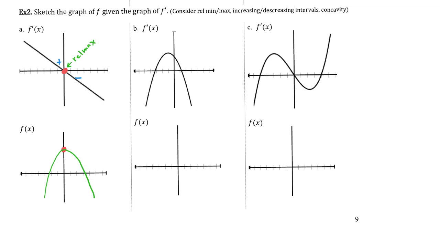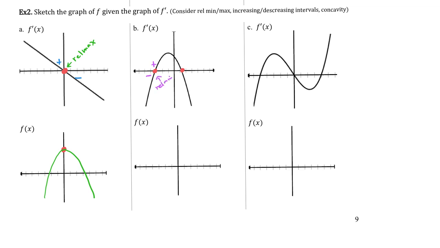Let's look at B. Okay, let's see. Let's start with the same thing as last time. Let's look for critical points, f prime equals 0. So right here, there's a critical point. Right here, there's a critical point. Let's figure out if those represent relative minimums or maximums. Okay, so f prime changes from negative to positive. So that's going to represent a relative minimum.